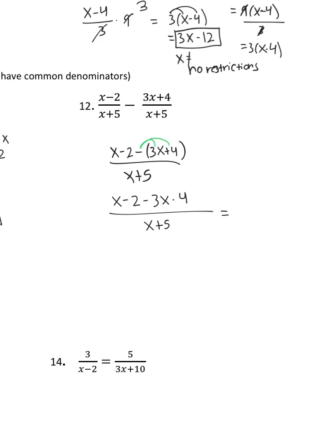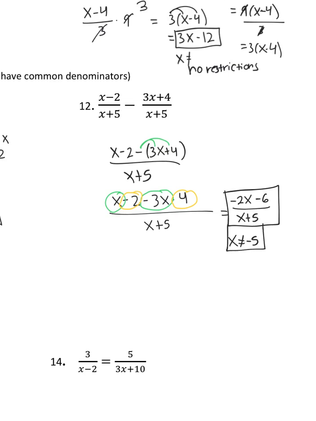And then combine your like terms here. So these two are alike, and these two are alike. So x minus 3x gives you negative 2x, and negative 2 minus 4 gives you negative 6 over x plus 5. So that is your answer. And your domain restriction, we're going to flip the sign of the original denominator, so x cannot be equal to negative 5.